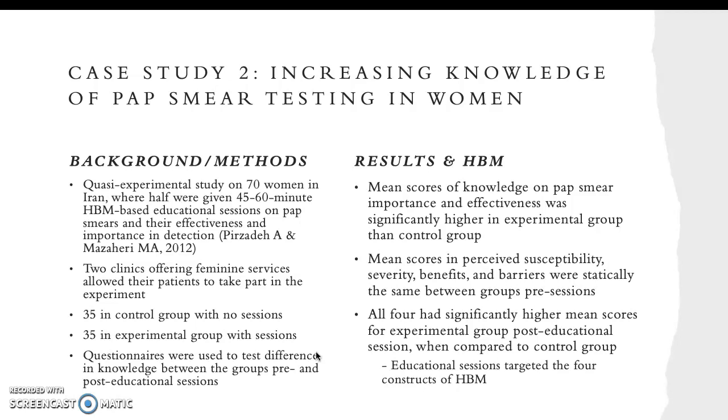Then there were questionnaires used before and after these sessions to gauge their knowledge and their scores in the 4 constructs of the health belief model. So the results were that the mean scores of knowledge on pap smear importance and effectiveness was significantly higher in the experimental group after the sessions were given than the control group. The mean scores of perceived susceptibility, perceived severity, perceived benefits, and perceived barriers were also statistically much higher in the experimental group than the control group after the sessions. And before the sessions, there was no statistical difference in these 2 groups.